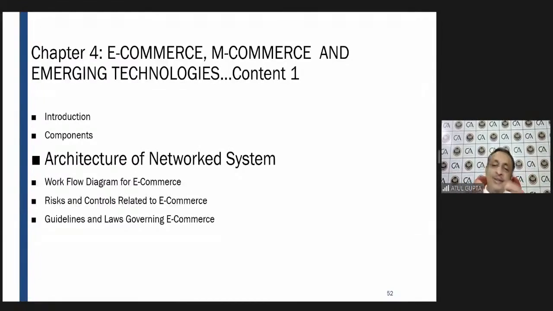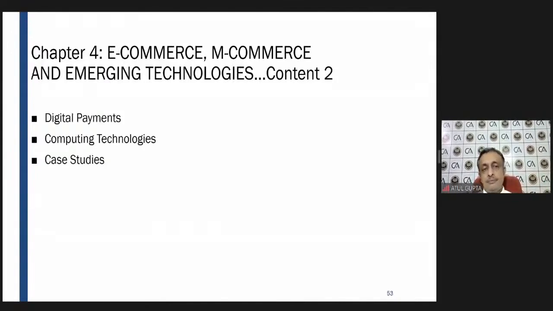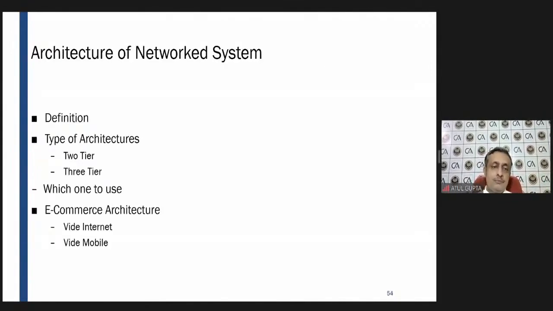You will learn into it. Okay. So we talked about the introduction part, and now the components, and now the architecture. So we talk about the definition. There's a concept of 2-tier and 3-tier, which one we have to use, and e-commerce architecture via internet and via mobile. So how these things are built, how these things are created.